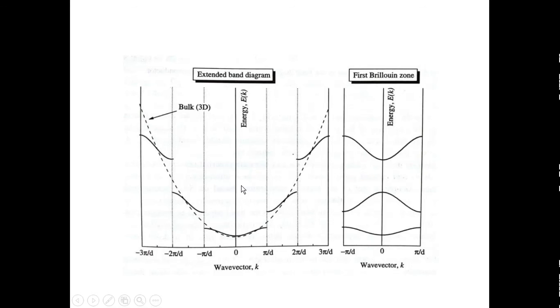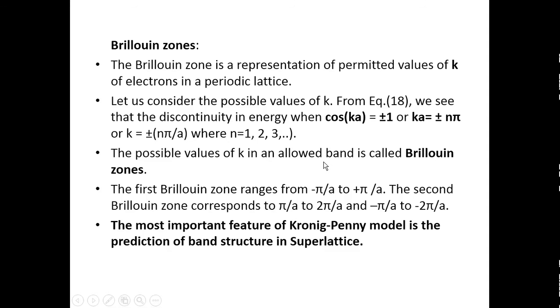Now, what is meant by a Brillouin zone? The Brillouin zone is a representation of permitted values of k of electrons in a periodic lattice. Now let us consider the possible values of k from equation 18.